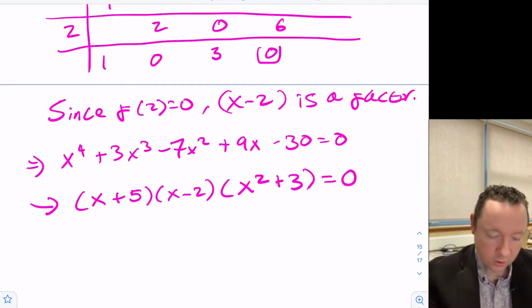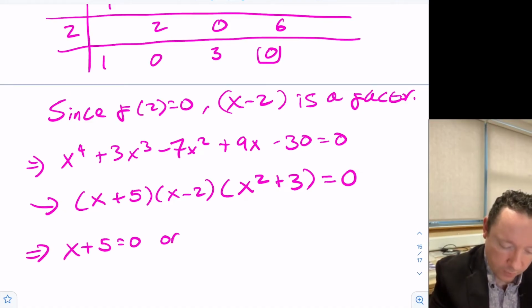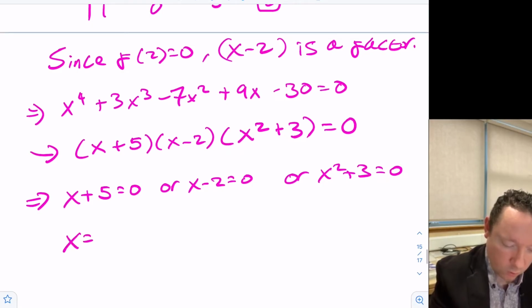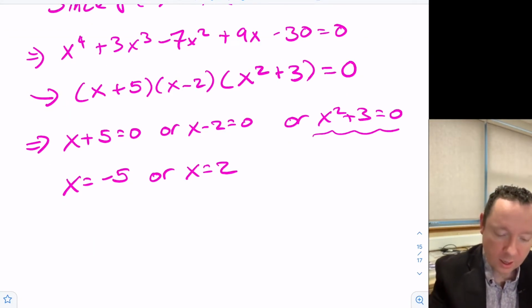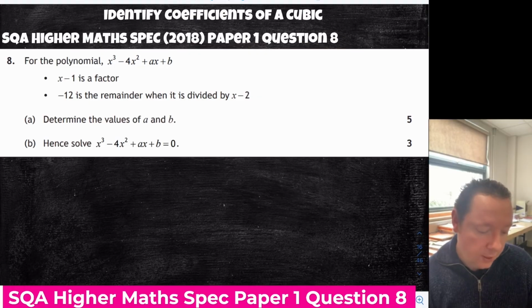Now we need to solve it, so each factor becomes equal to 0. That implies that x plus 5 equals 0, or x minus 2 equals 0, or we could say x squared plus 3 equals 0. The first one gives us x equals minus 5, the second x equals 2, and this one, no solutions, because if you take it over to the other side, you get x squared equals minus 3, and you can't square a negative number.